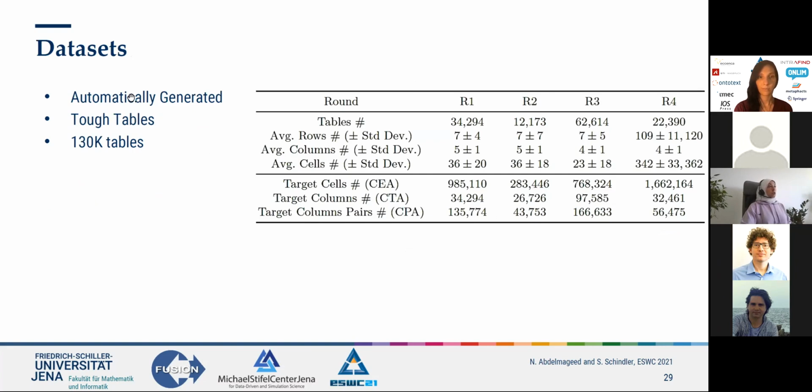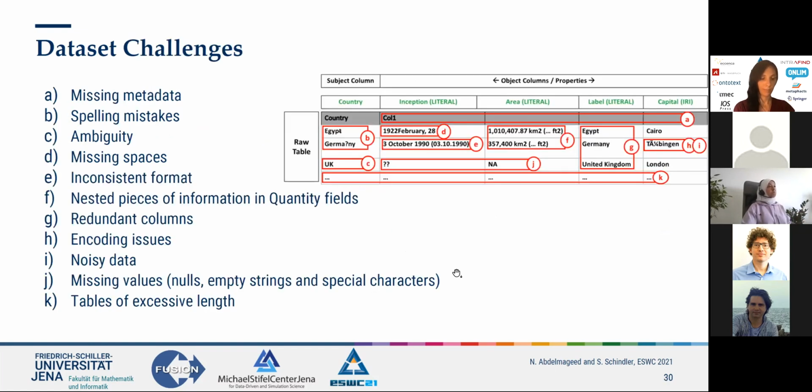In terms of the datasets used for our evaluation, this table shows statistics for the 4-round challenge given by SemTab 2020 last year. In total, we have more than 130,000 tables. This is a mixture between the automatically generated dataset and the Tough Tables dataset by the challenge community.